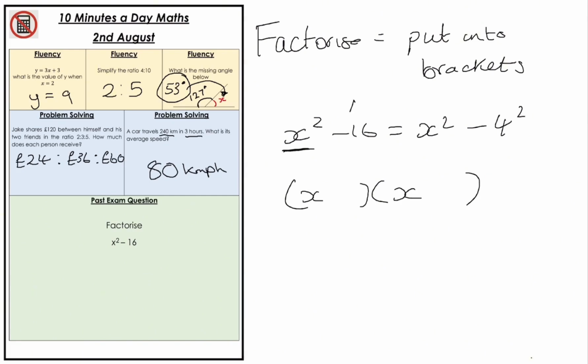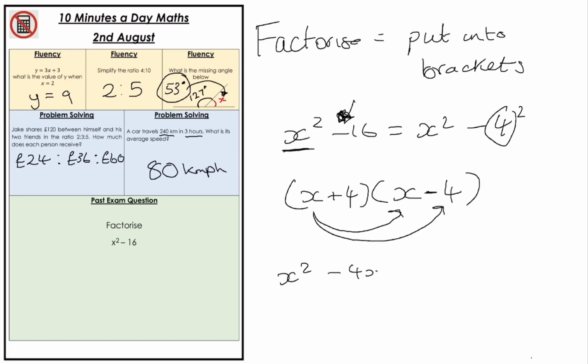Now, in order for me to get to a minus number, okay, I need to have a plus in one bracket and a minus in one bracket, okay? And as I said here, it was the difference of 2 squares. So I'm going to have a plus 4 and a minus 4, okay? And if I wanted to double check that I was getting back to my original answer, well, I can do x times x, which is x squared. x times minus 4 is minus 4x. 4 times x is plus 4x. And 4 times minus 4 is minus 16.